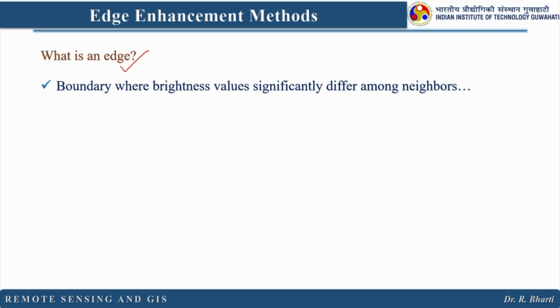These are the boundaries where brightness values significantly differ among neighbors. Here I always refer to this neighborhood, right? Why? Because whenever you have any object, you are basically working on highlighting it with respect to its surroundings. So if you want to identify this particular edge, let us consider this is the edge, then you have to identify the changes in the intensity with respect to the neighborhood, right? Here also we will have a similar concept.